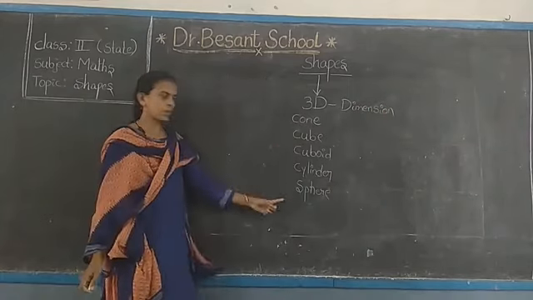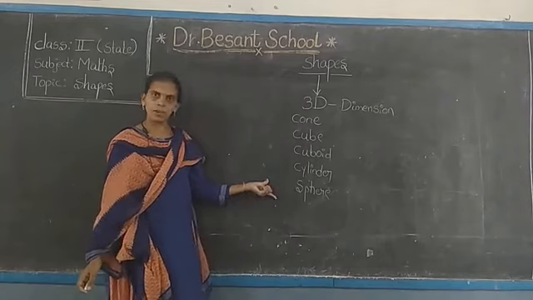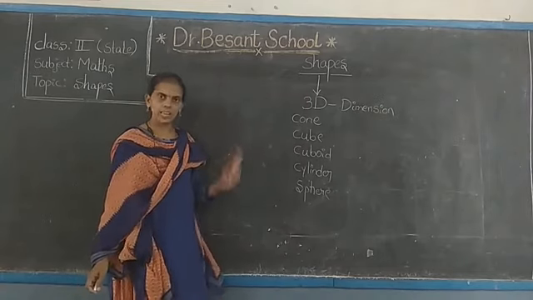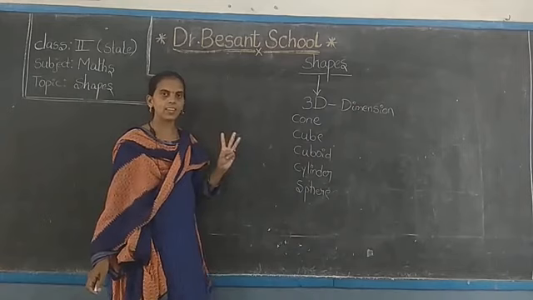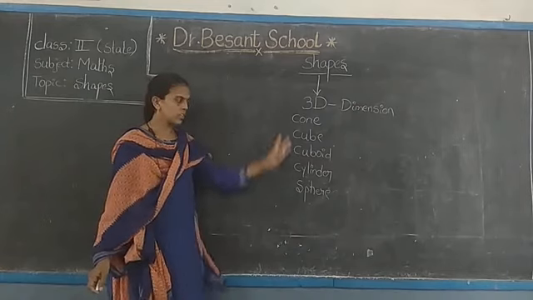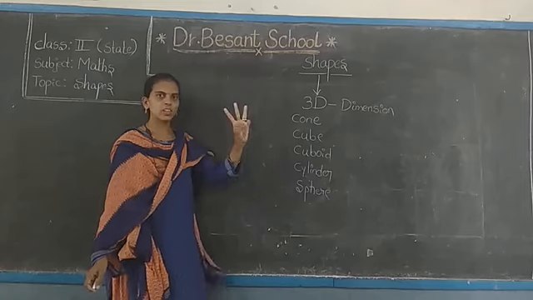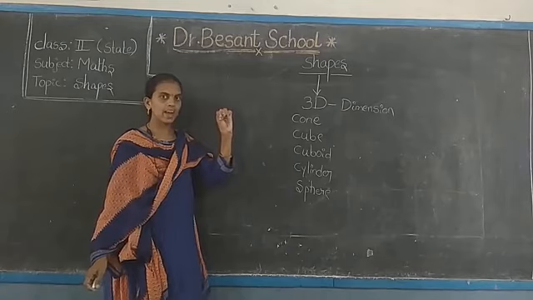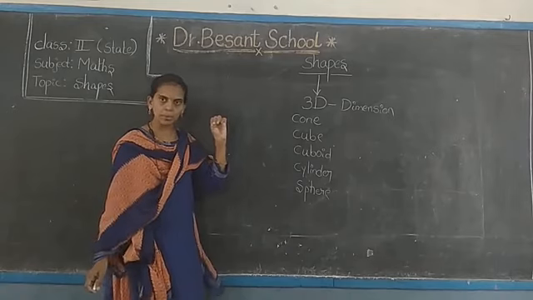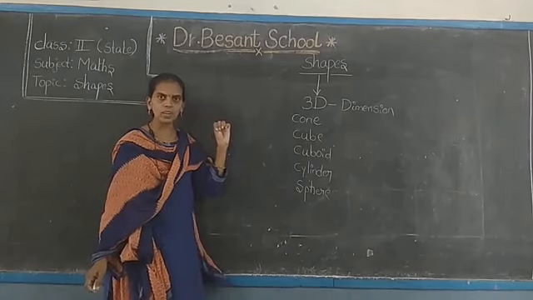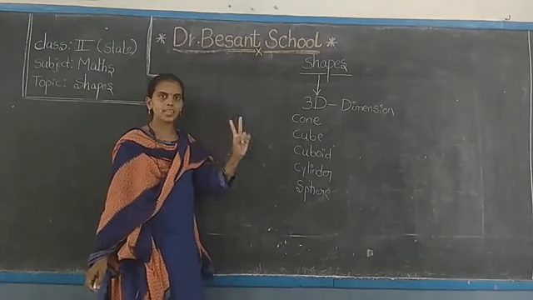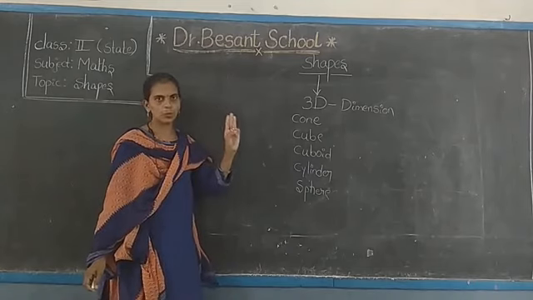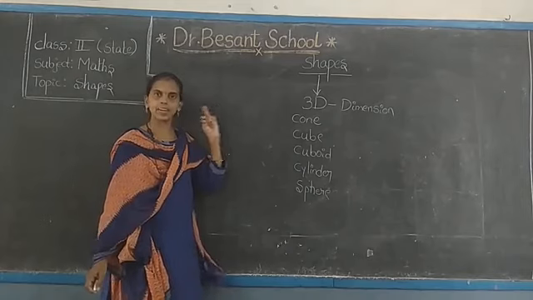Why are we calling them 3D figures? Because they have length, breadth and height. That means these figures have 3 dimensions. What are those, children? Length, breadth and height. What are those 3 dimensions, children? Once again, tell me louder. Length, breadth and height. I'll show you one after another what is length, breadth and height.